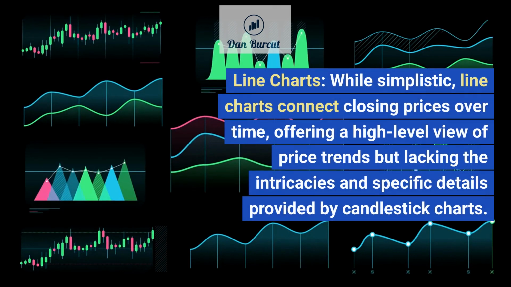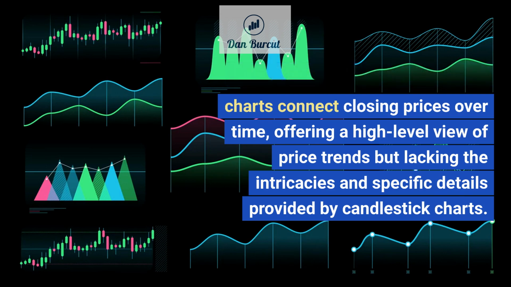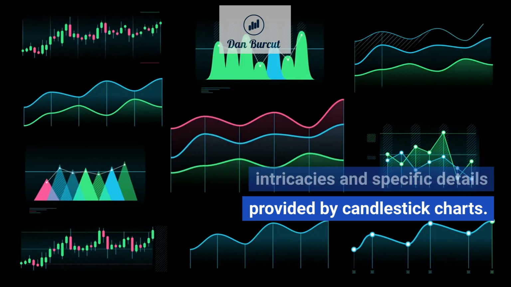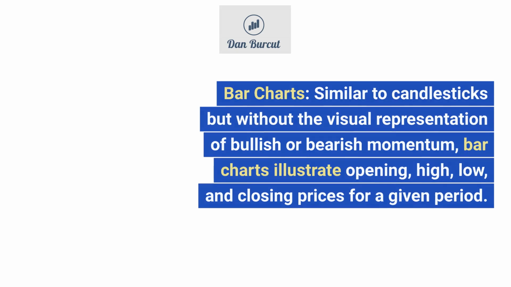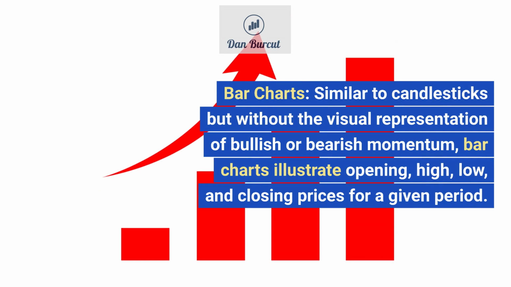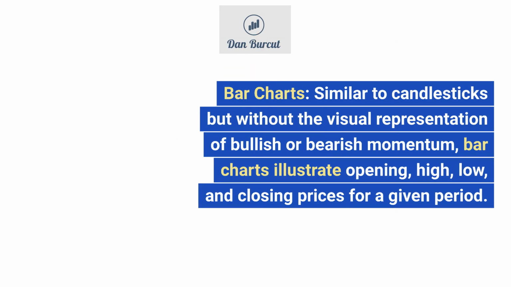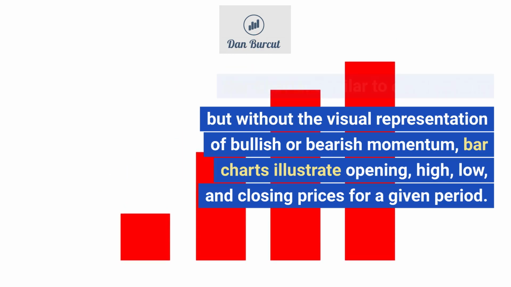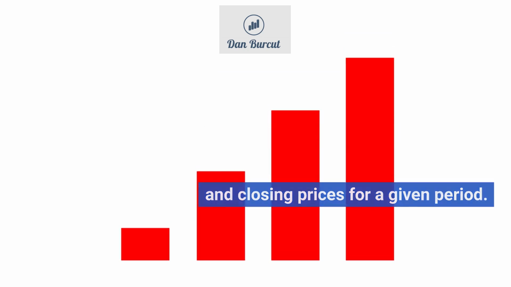Line charts. While simplistic, line charts connect closing prices over time, offering a high-level view of price trends but lacking the intricacies and specific details provided by candlestick charts. Bar charts. Similar to candlesticks but without the visual representation of bullish or bearish momentum, bar charts illustrate opening, high, low, and closing prices for a given period.